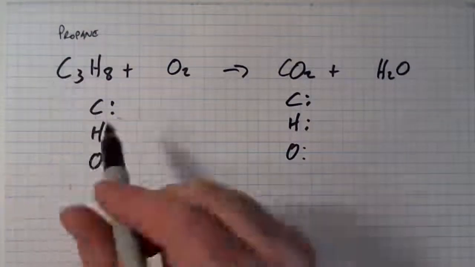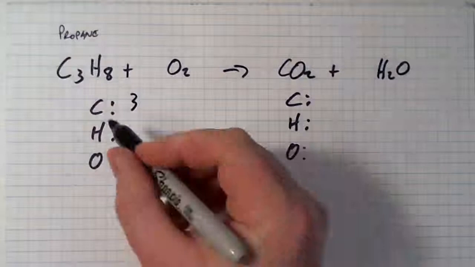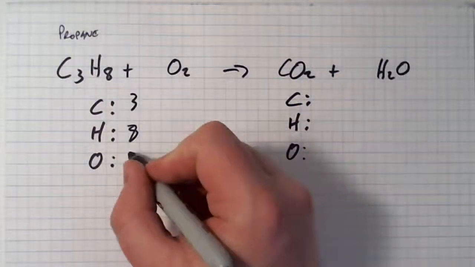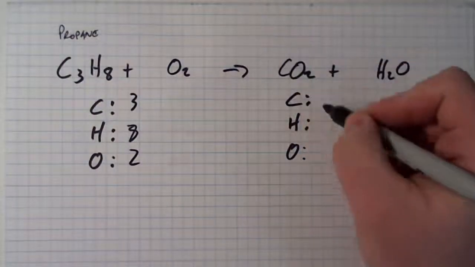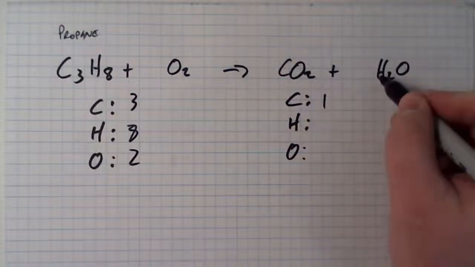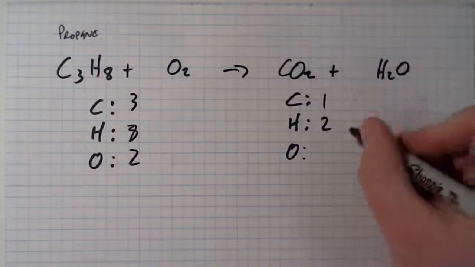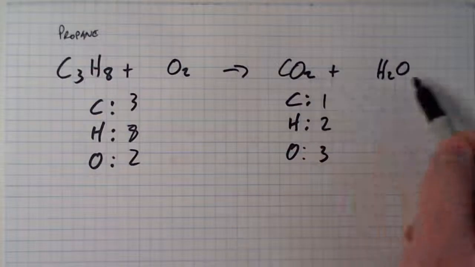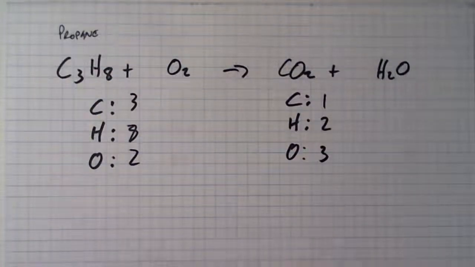So now let's just count up. We have 3 carbons on the left, 8 hydrogens, and 2 oxygens. On the right, 1 carbon, 2 hydrogens, and 3 oxygens. It's the same as last time because we have the same products as last time. Okay, so now let's start making changes.